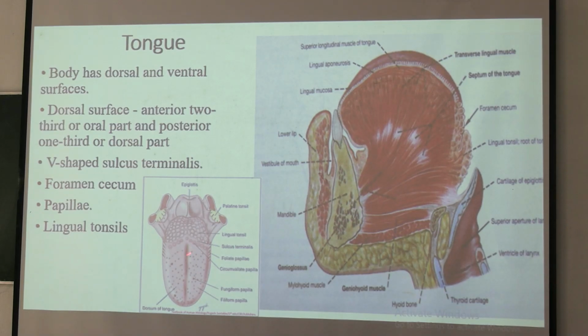And there are papillae. These are the papillae on the dorsal surface of the tongue. These are the lingual tonsils lying on the posterior 1/3 of the tongue. Here you see the foramen cecum. Okay, foramen cecum. From here one duct is extending downward.